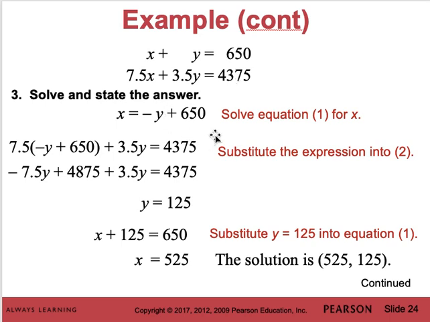So now we have 2 equations. We can solve and state our answer. In this case, it's easy to substitute because we have no numbers in front of our first variable. So solve for x: x equals negative y plus 650. Replace that in for x in our second equation. Solve for y, we get 125. Substitute that back in, x plus 125 is 650, so x equals 525. So our solutions are 525, 125.